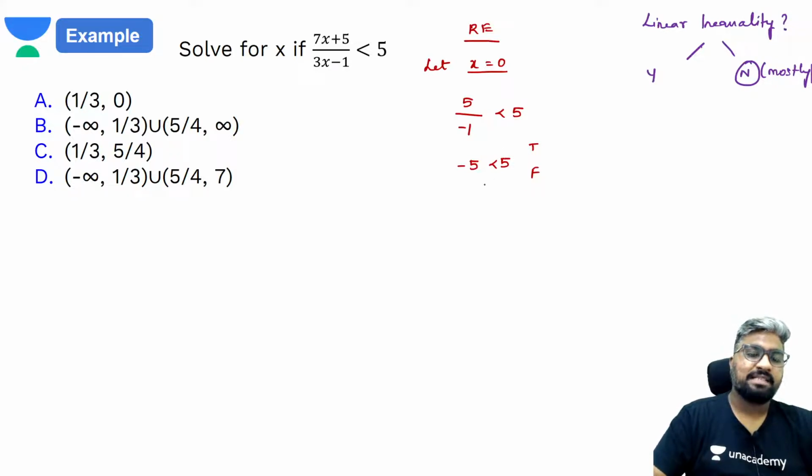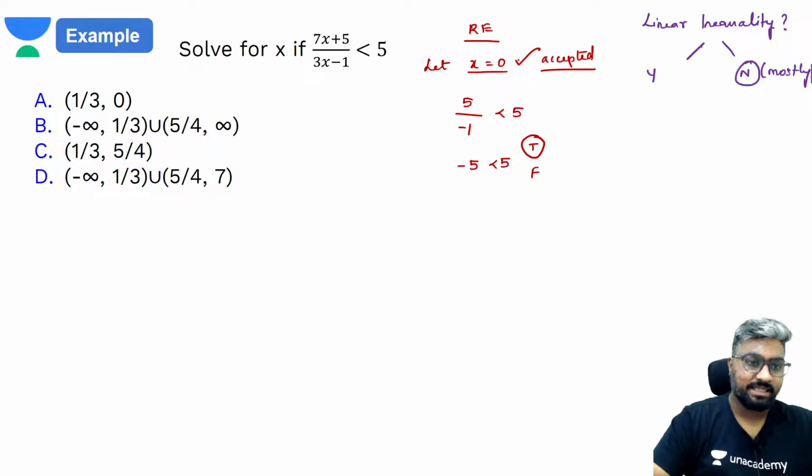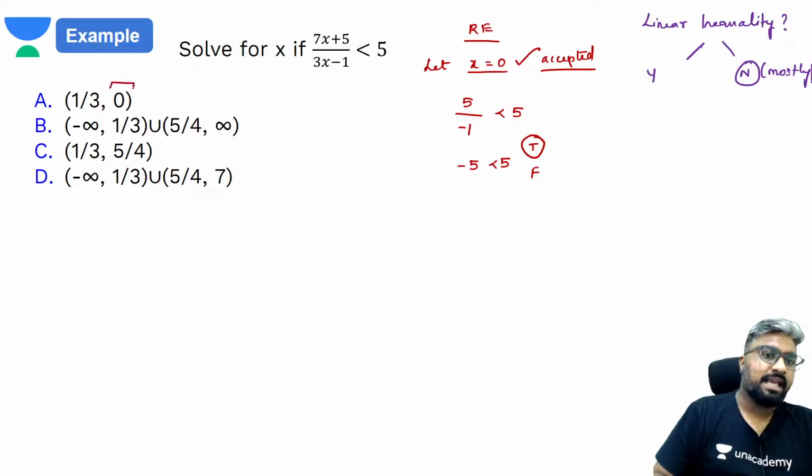Minus 5 is less than 5. Is it true or false? Quickly tell me. True or false? Minus 5 is less than 5. True. Yes. Kyunki ye true hai, that means x equal to 0 is an accepted value. We have to have x equal to 0 in the list. Here we are saying 0 not included, eliminate.